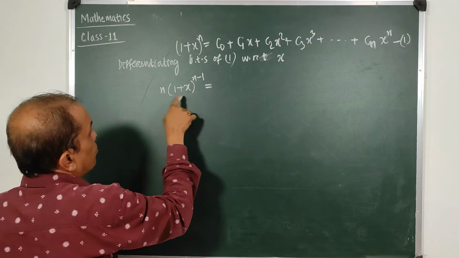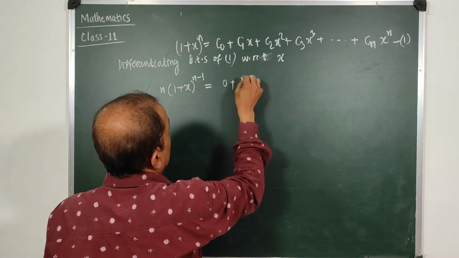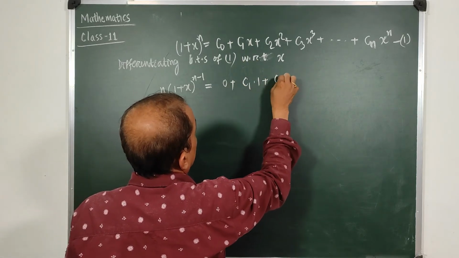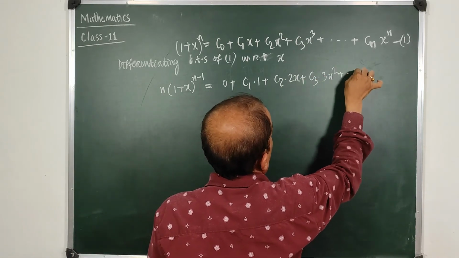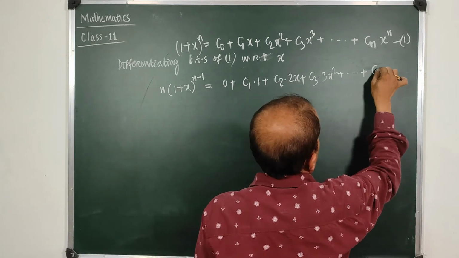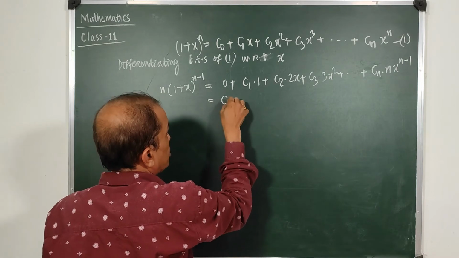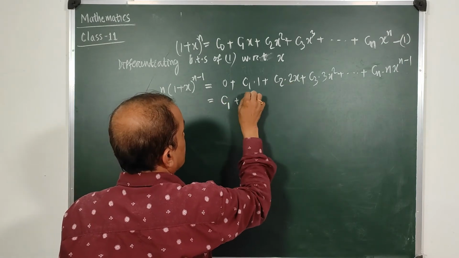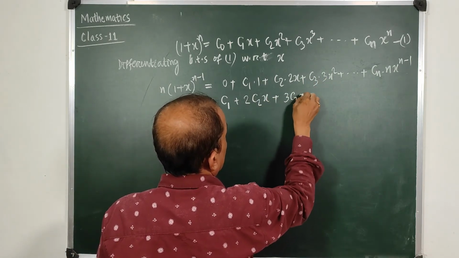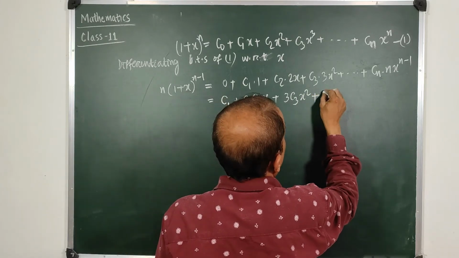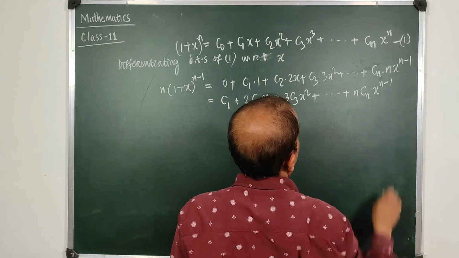So the left side is n(1 + x)^(n-1). On the right side, C0 is a constant, so the derivative will be 0, plus C1 into 1, plus C2 into 2x, plus C3 into 3x², and in the last term we get Cn into n x^(n-1), which on simplification will give us C1 + 2C2 x + 3C3 x² + up to n Cn x^(n-1).